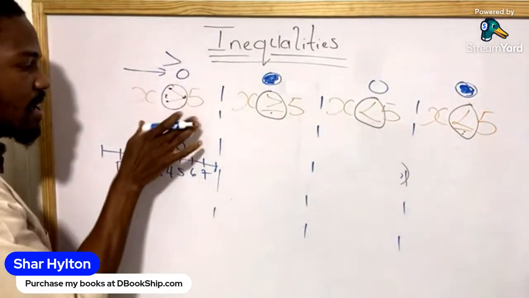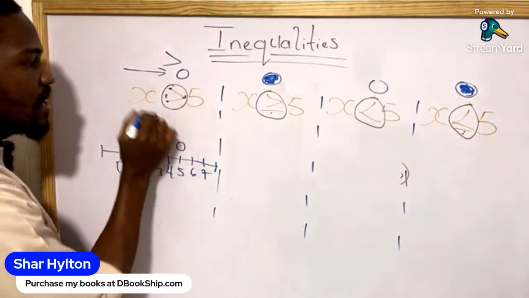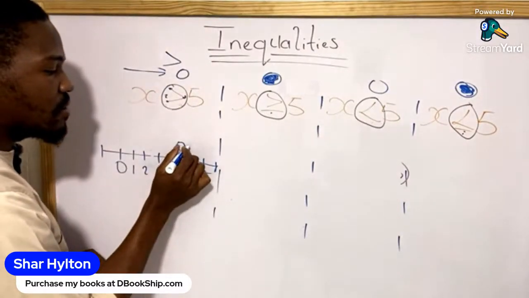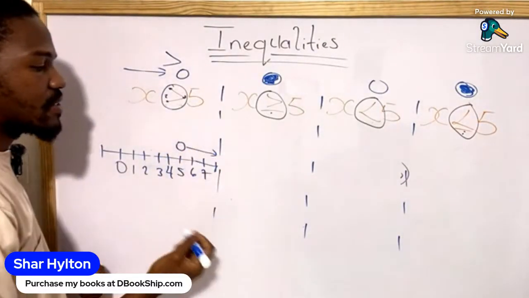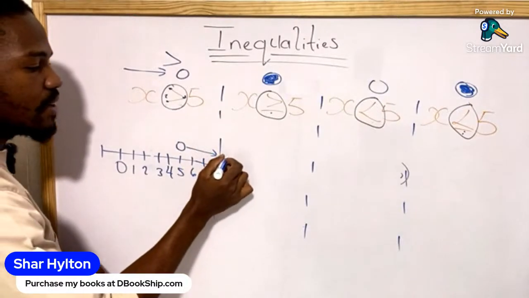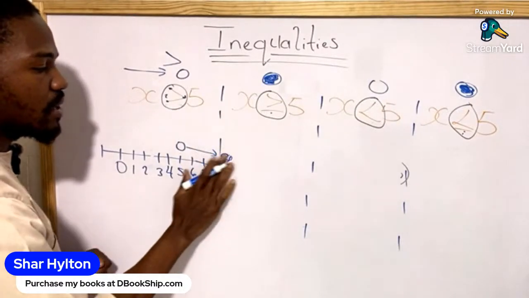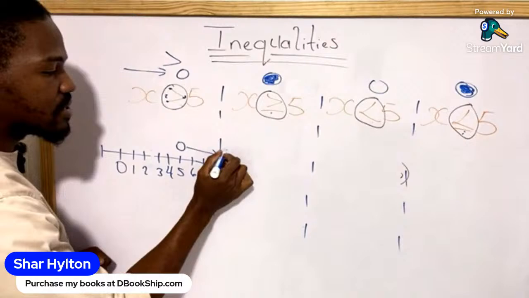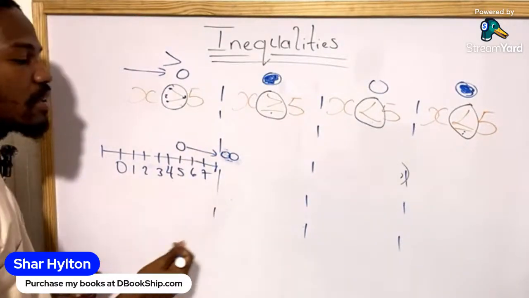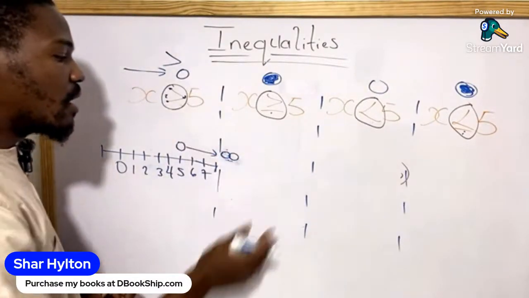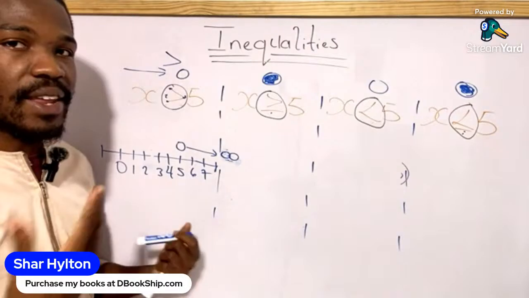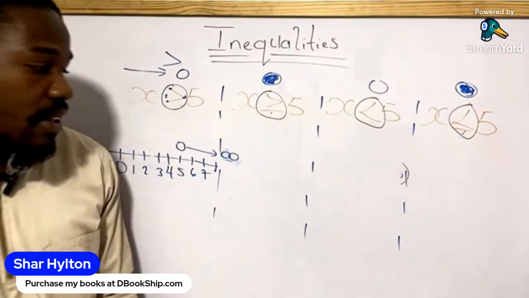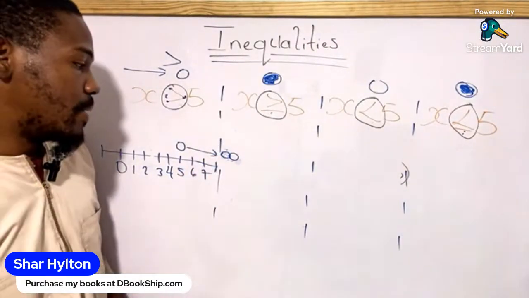So here, looking at this one, we are saying that x is greater than 5. So any number above 5 is fine. So all the way up to infinity would be my result. So x doesn't have any end. Right? So that's just looking at the first one right here.